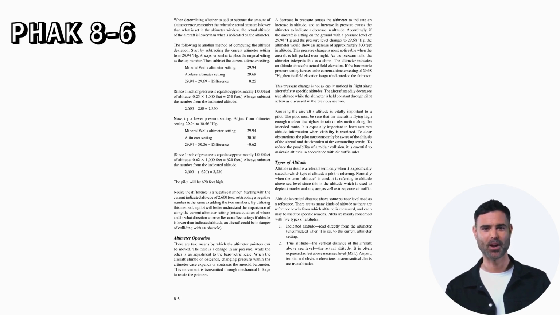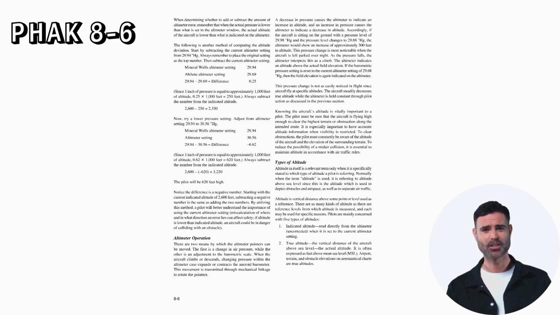Accordingly, if the aircraft is sitting on the ground with a pressure level of 29.98 inches of mercury and the pressure level changes to 29.68 inches of mercury, the altimeter would show an increase of approximately 300 feet in altitude. This pressure change is most noticeable when the aircraft is left parked overnight. As the pressure falls, the altimeter interprets this as a climb. The altimeter indicates an altitude above the actual field elevation. If the barometric pressure setting is reset to the current altimeter setting of 29.68 inches of mercury, then the field elevation is again indicated on the altimeter.